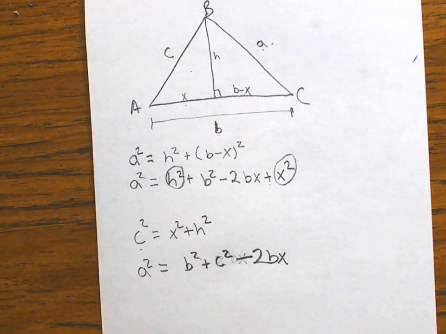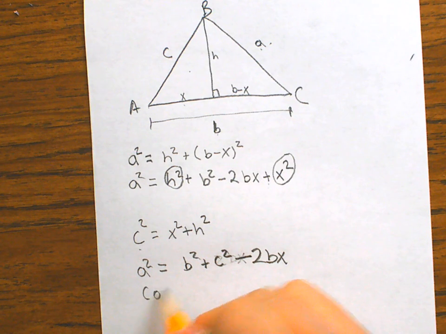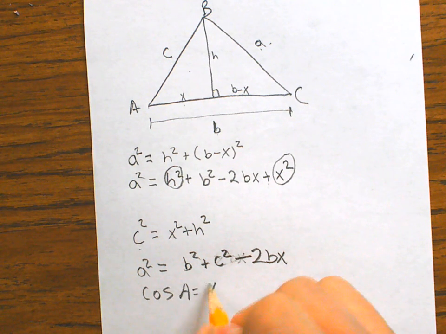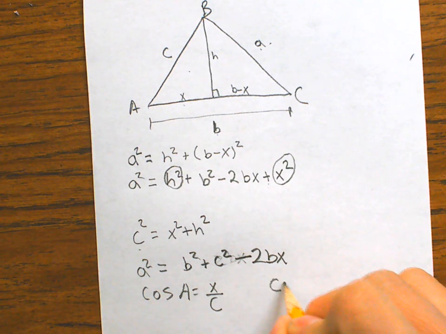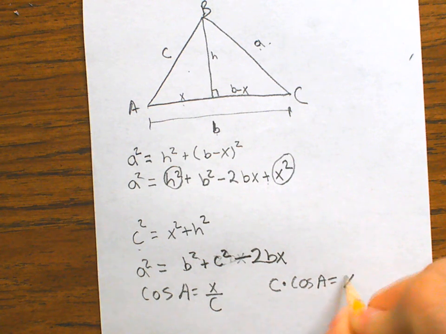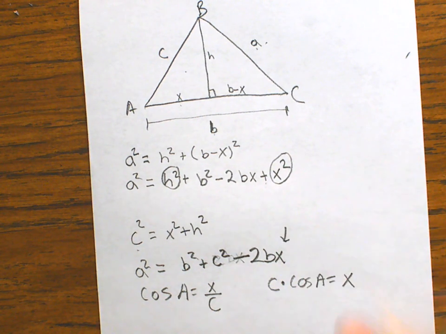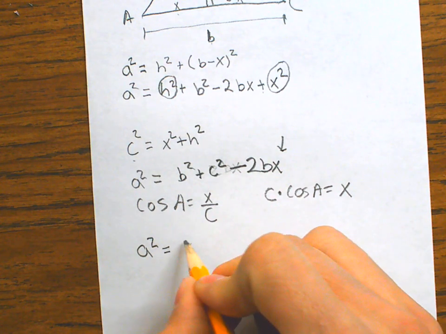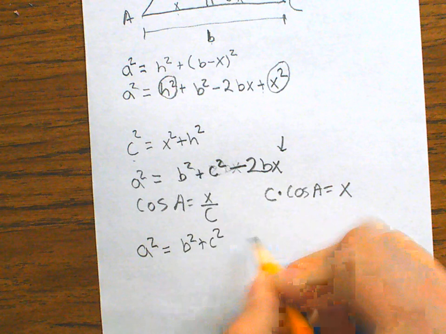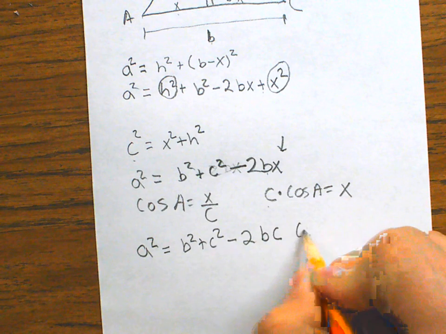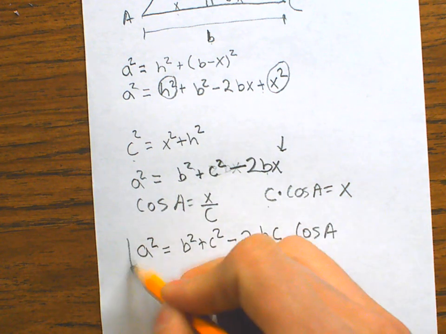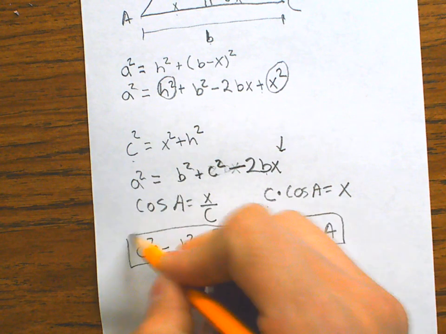Now, let's take a look at one thing here. The cosine of angle A is x over c. Cross multiply, and you get c times the cosine of A equals x. So what am I going to do with that x? I'm going to replace it with that one right there. Then that gives me a squared equals b squared plus c squared minus 2bc cosine of A. So that, ladies and gentlemen, is how you derive the law of cosines.